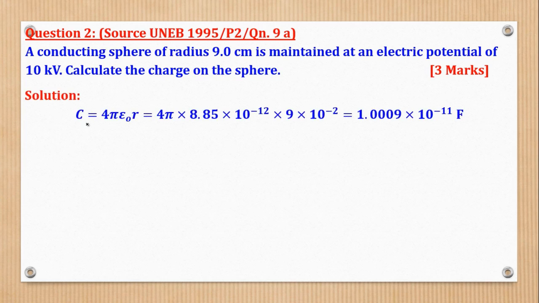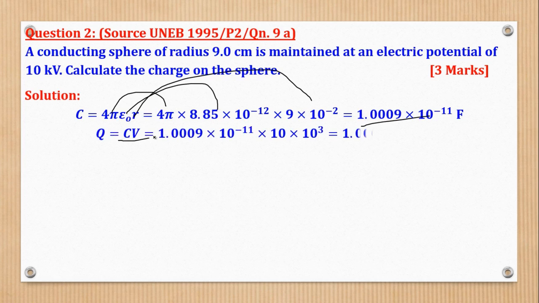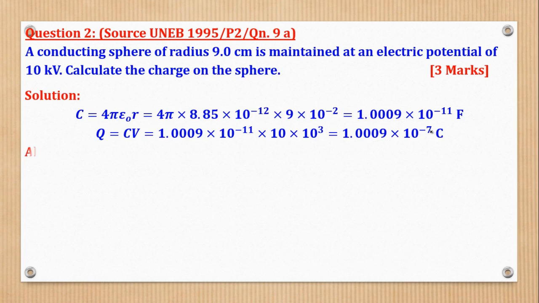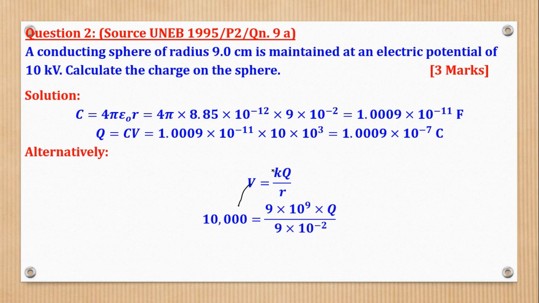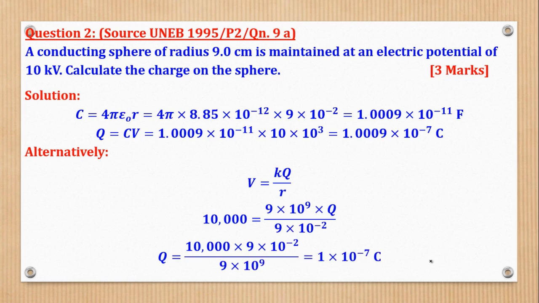Method 1 is by first getting capacitance, 4 pi epsilon naught R, to come up with the capacitance. Then you can get the charge, CV, so C times V, to come up with the charge they wanted. Alternatively, you can first say that V is equal to KQ over R. Then you substitute for V, for K, and for R to remain with Q as the only unknown. Then when you make Q the subject, that will be the answer they wanted.